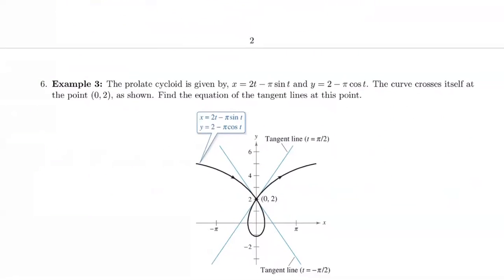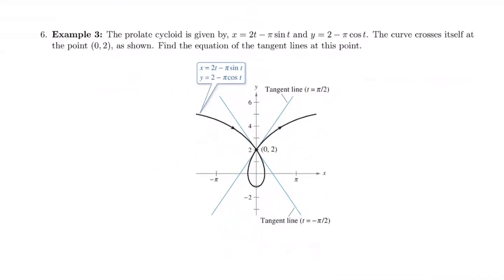So if the graph crosses itself at the point (0, 2), we would expect there to be two tangent lines at that point, because the graph is going to be heading in two different directions. So let's try to figure out the slope of the tangent line, and we'll probably see how we can discern whether the graph will cross itself at a particular point. We know that it's going to happen at (0, 2).